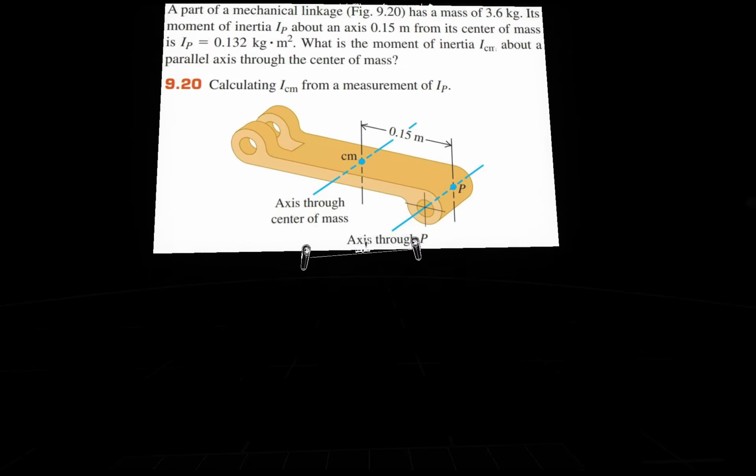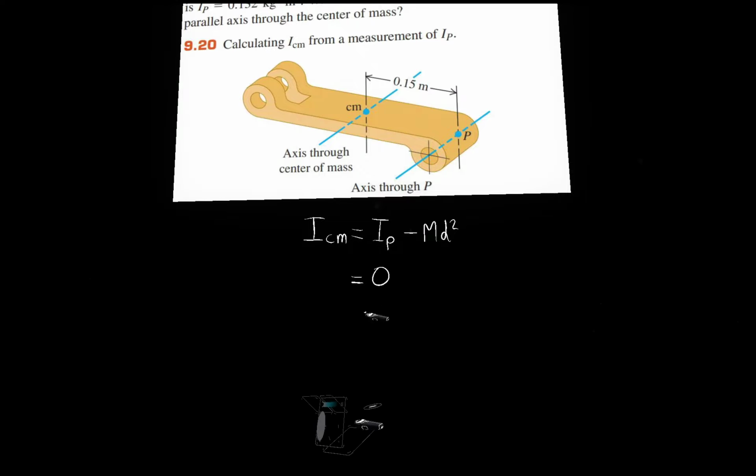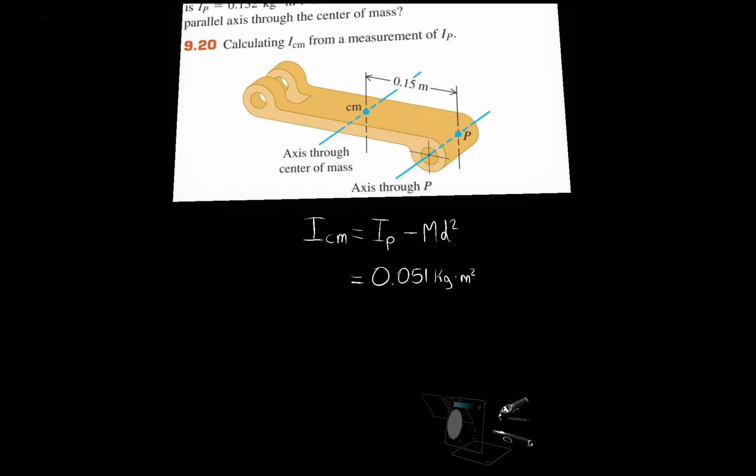So we use the parallel axis theorem. So I_CM is equal to I_P minus the mass times d squared. Right, it's just rearranged. And if you compute that out, then you get 0.051 kilograms meters squared. Simple as that. So I_CM.